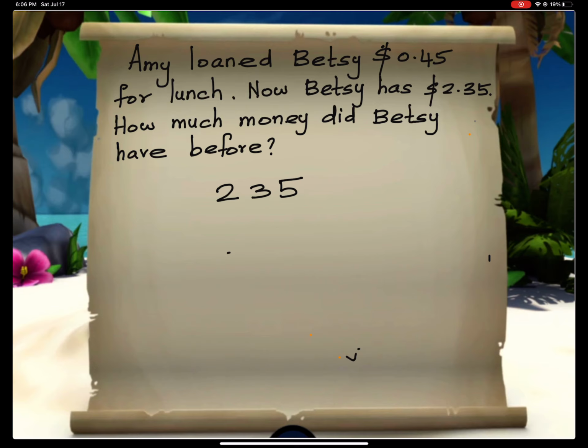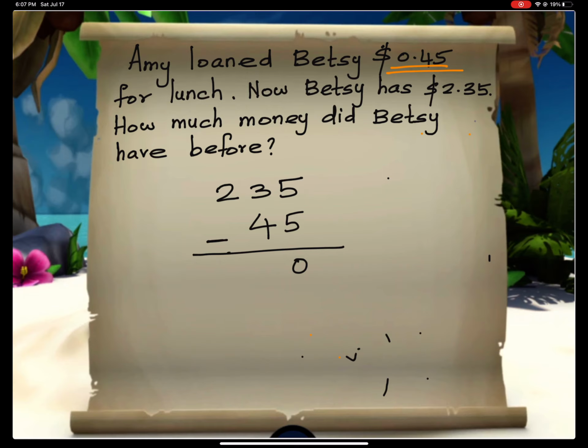And now, before taking the loan from Amy, that means she got some loan money, right? So we have to subtract that loan money. Instead of writing 0.45, we are just writing 45. We are going to subtract it. Same number minus same number, 5 minus 5 is 0.